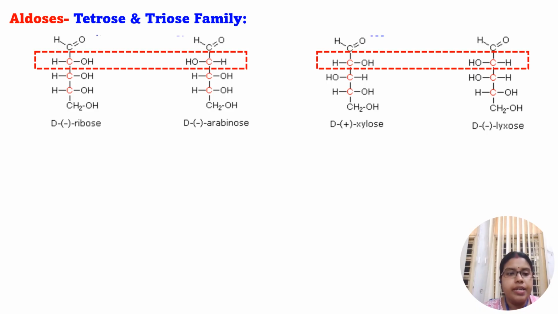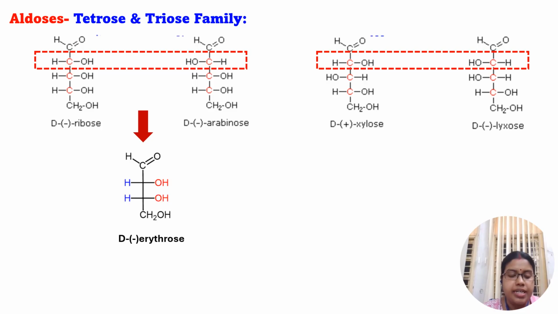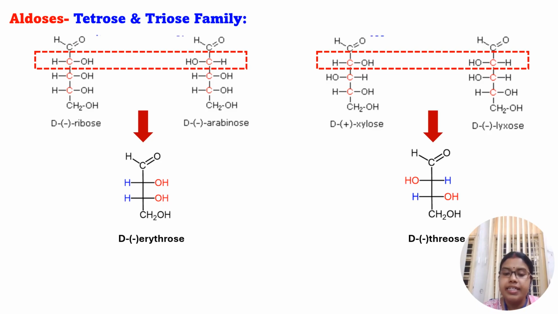So if we delete the C2 carbon, we get the structure of the first member of the aldotetrose family. This is erythrose. Similarly, if we consider the next pair, xylose and lyxose, again only the C2 carbon configuration is different. Other than C2, C3 and C4 are the same. So if we delete the C2 carbon, we can easily get the next member of the aldotetrose family, that is threose.